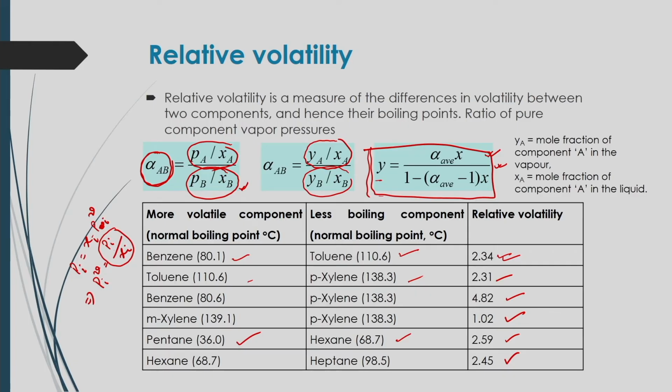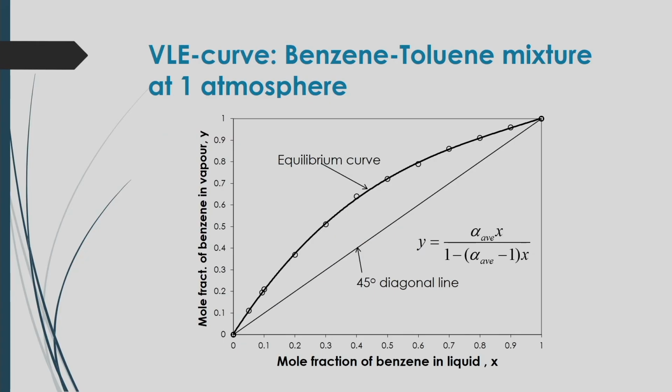Now, if we consider any component, suppose A, then yA will be equal to alpha AB times xA divided by 1 plus alpha AB minus 1 times xA. Similarly, for component A we can represent this y and x relationship in graphical form.